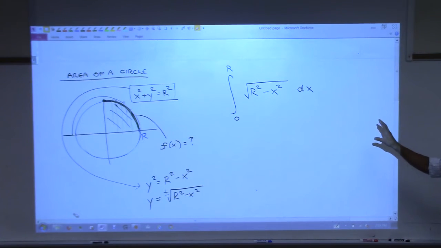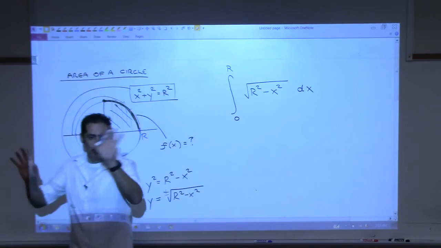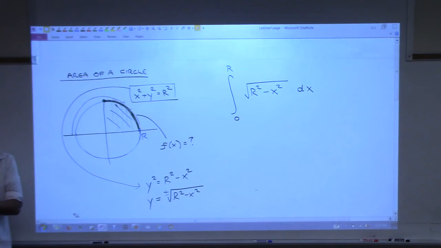You sure? Now R here is a number, right? Capital R? It's a number, but we're not saying what it is. But we are assuming it is some fixed number. Someone's giving us a radius, right?